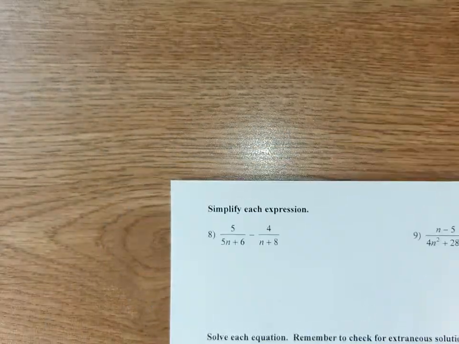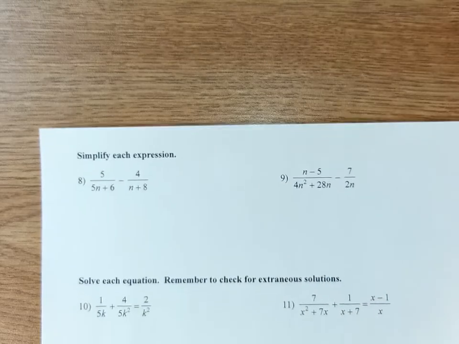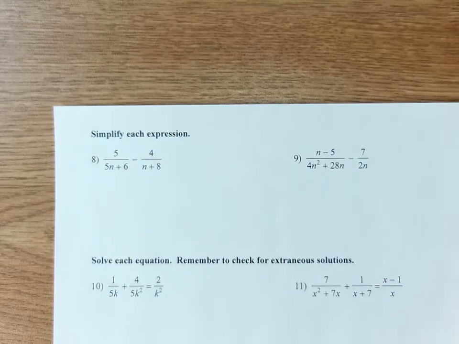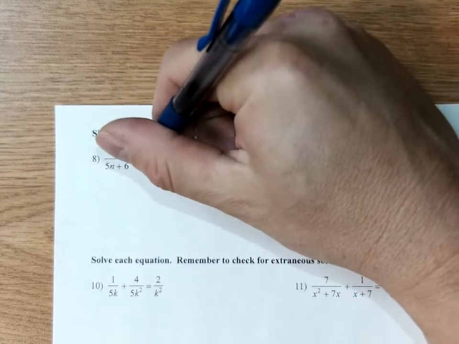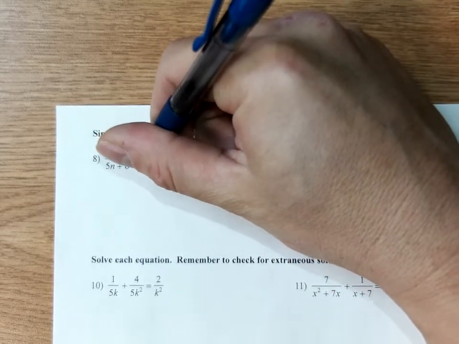Next page. This just says simplify. So for these, we don't have to find the holes or asymptotes to simplify. What we're going to do here is cross multiply. Shouldn't say cross multiply, there's no equal sign. We're just going to take the bottoms times the tops.